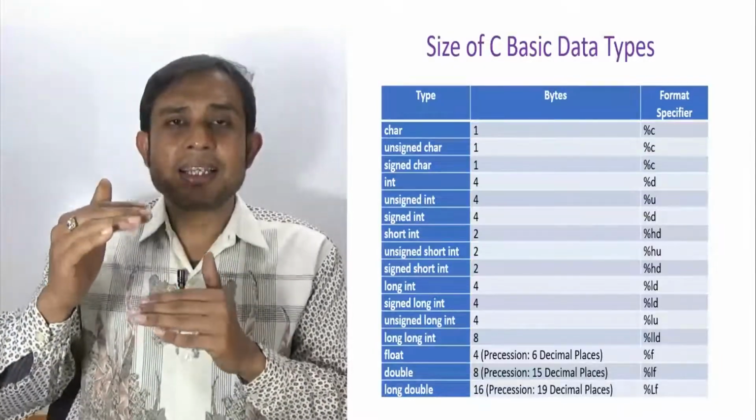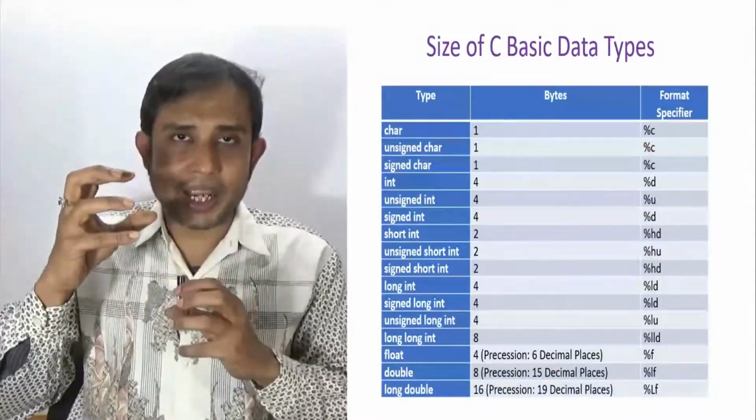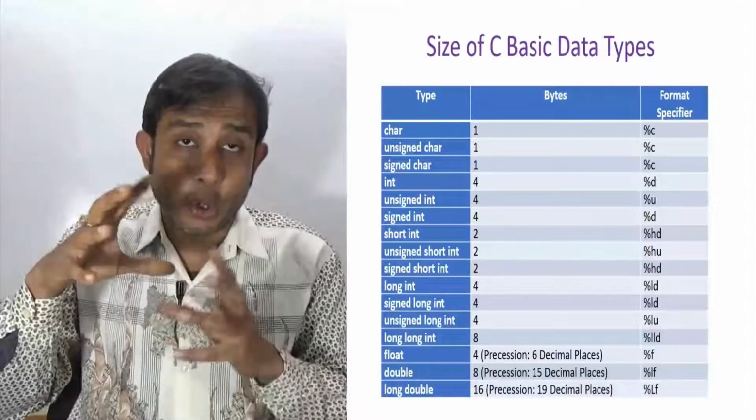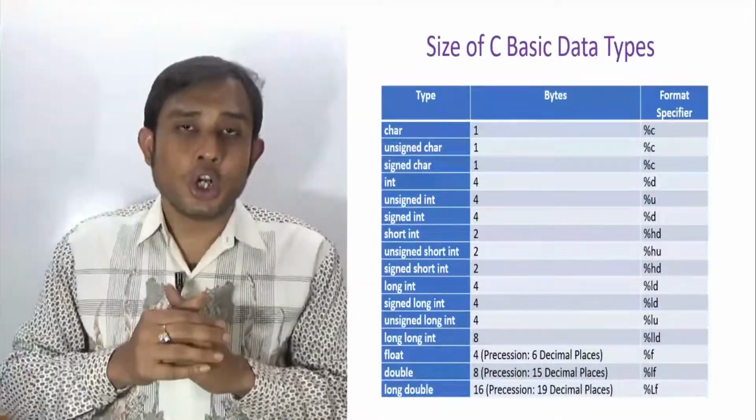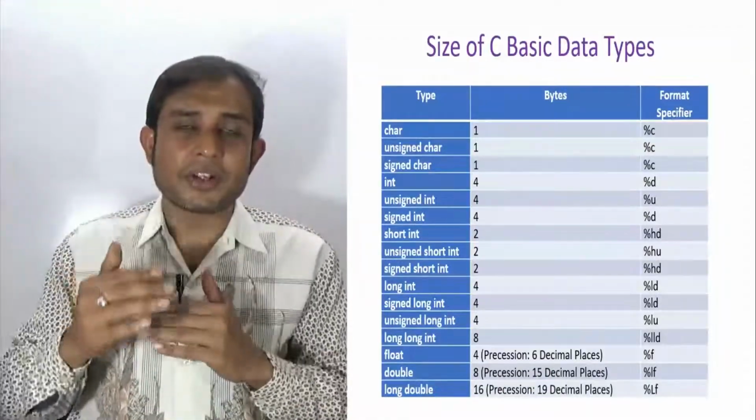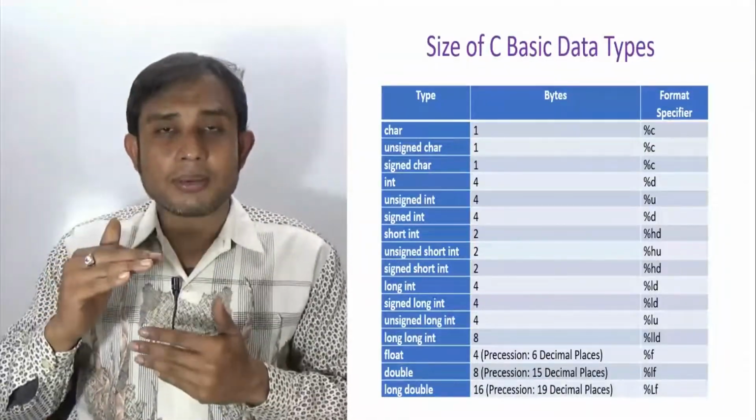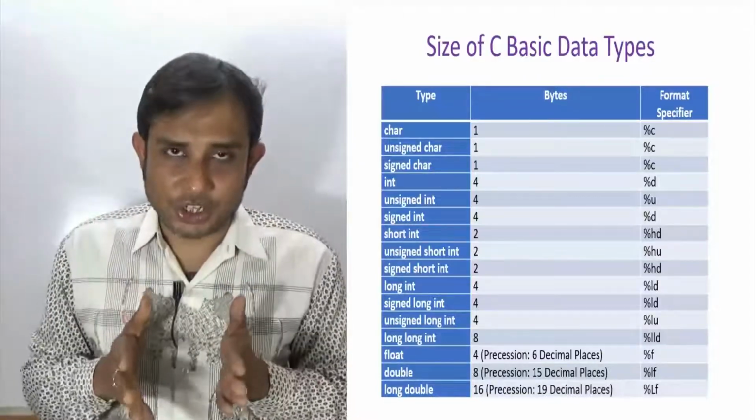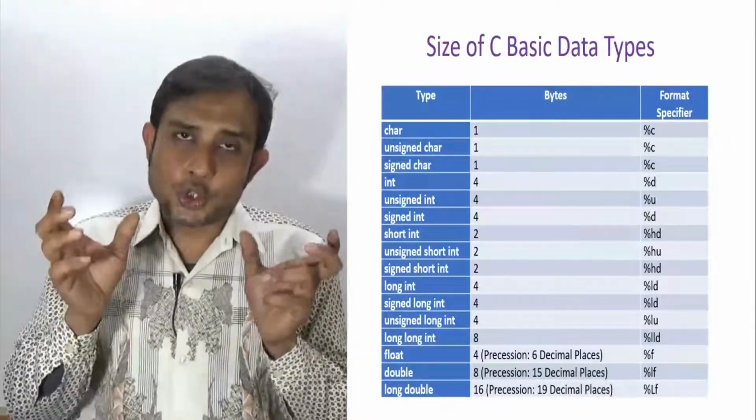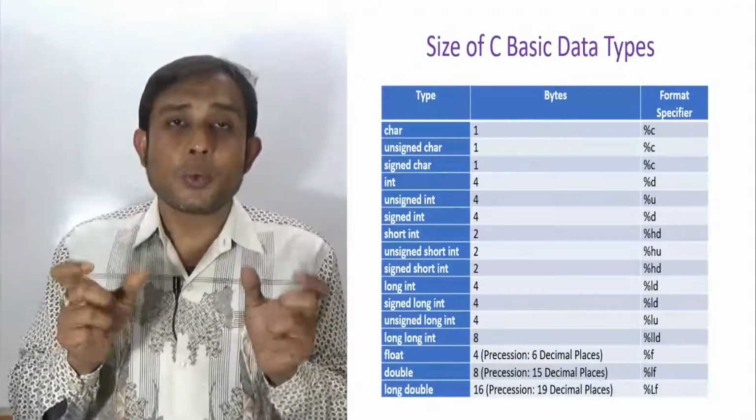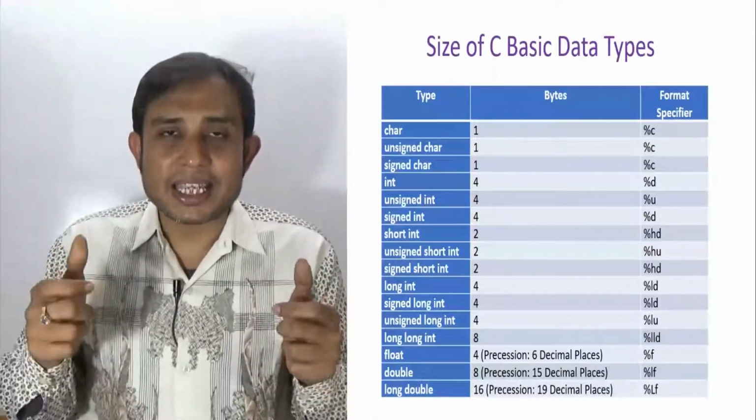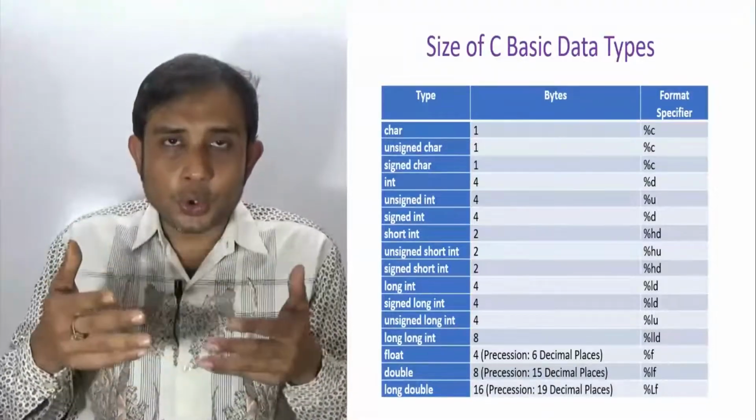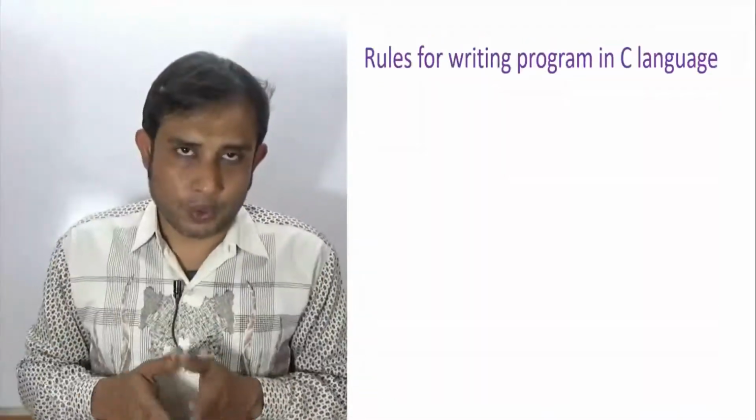You can see how many memory blocks are occupied differs, suppose from int to long int, and from float to long double the memory size differs. So they are basically storing numeric values but with different memory sizes, and as their memory sizes differ, they store values of different capacities.